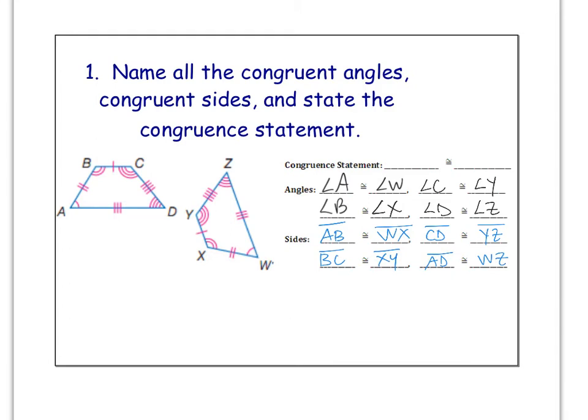Now, since this is a quadrilateral, we do not put a triangle symbol in front. We just go ABCD is congruent to WXYZ. Order matters. Since I started with A, I had to start with W because they were corresponding with each other.